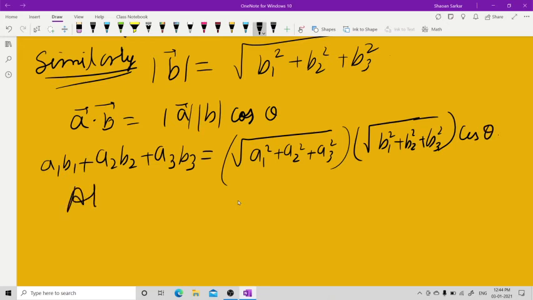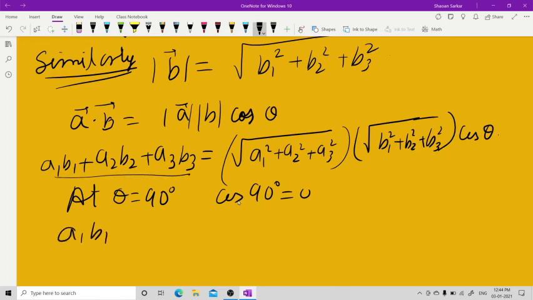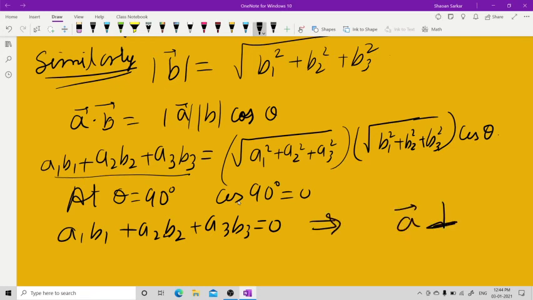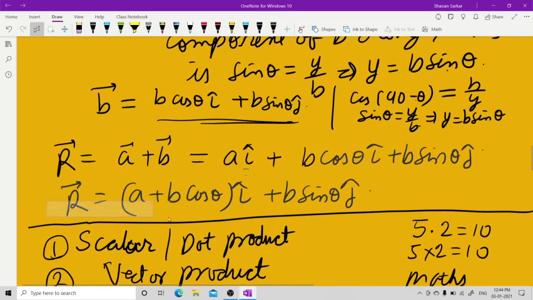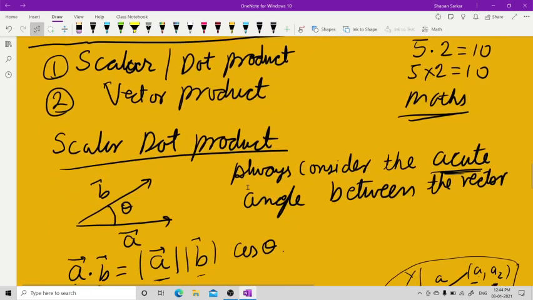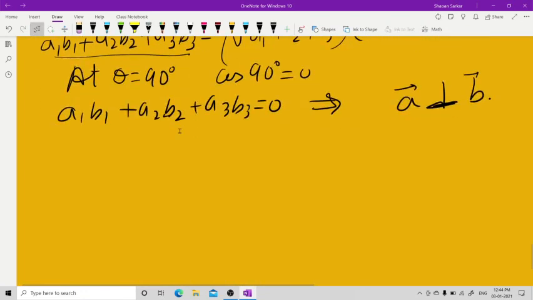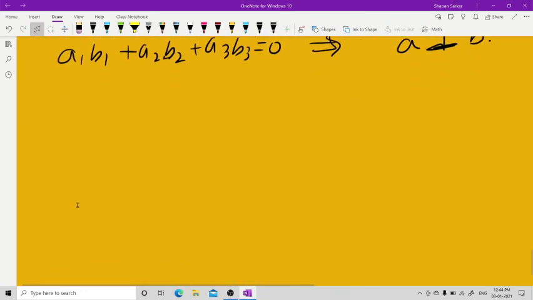Supposing theta is equal to 90 degrees, cos 90 would be 0. So this quantity A1 B1 plus A2 B2 plus A3 B3 will become 0, which will imply the vector A is perpendicular to vector B. I hope you understood the dot product, and now we will see how to solve this whole quantity. I told you what the dot product is, and I'm using this dot product to solve that.